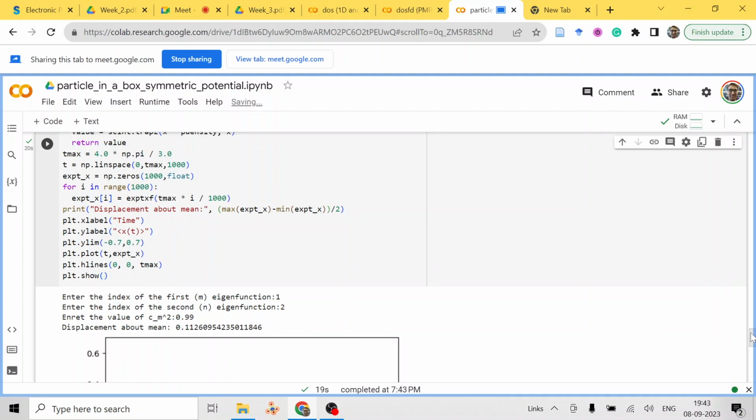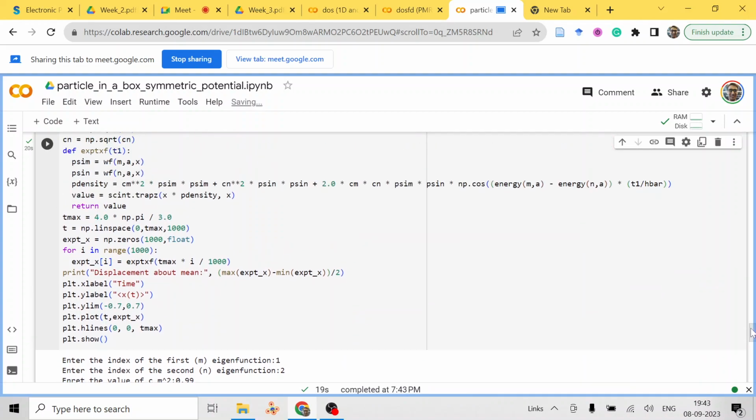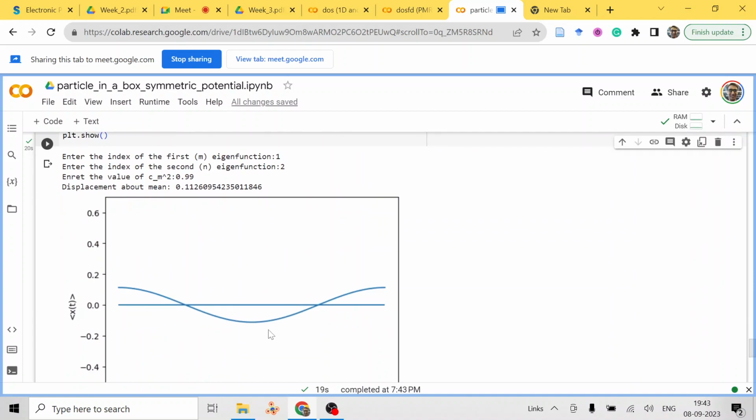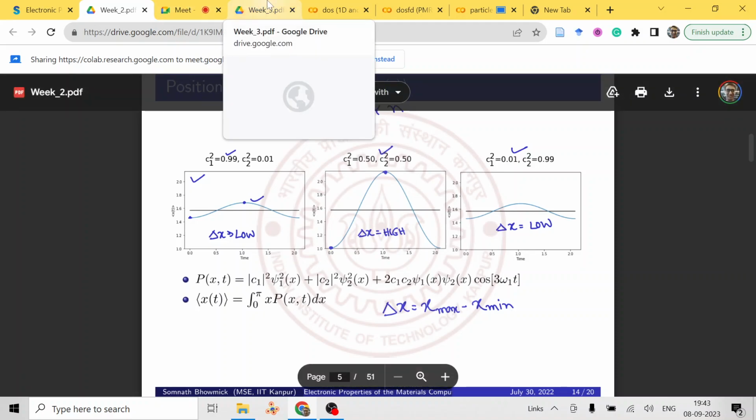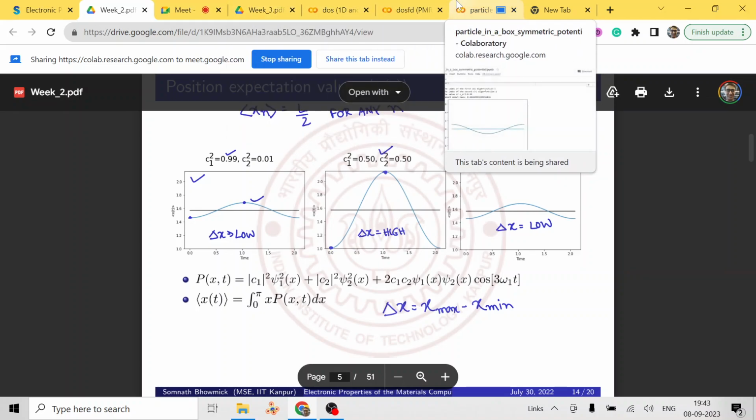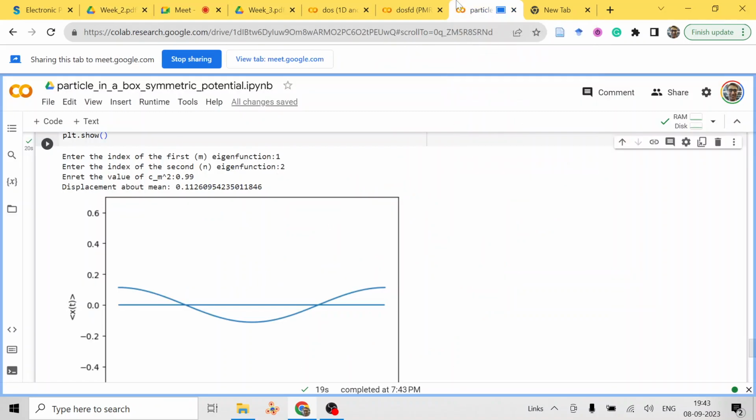0.99. So displacement about mean, which is the maximum of the expectation value of x minus this delta x. So this delta x has now decreased. Here we can see that delta x was low for these values, otherwise delta x was high, right? And okay, so this is the same.